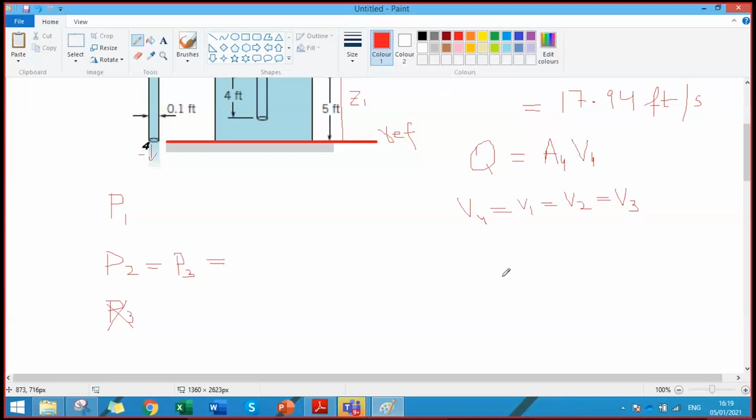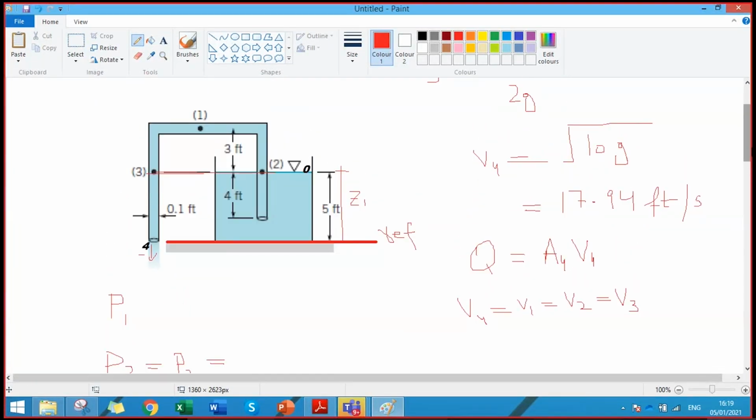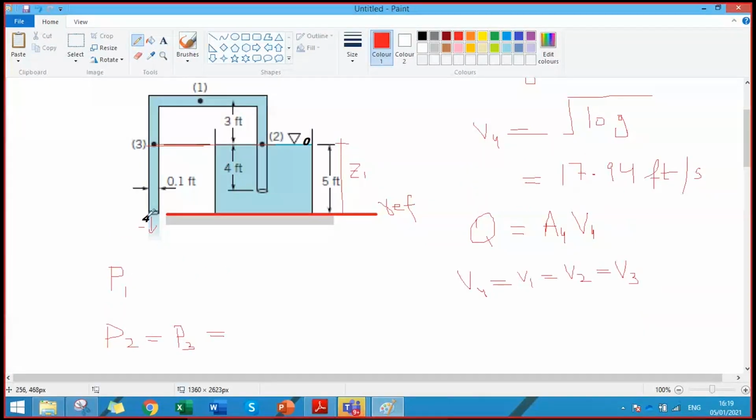So we need to calculate P2, so we can apply the equation between point 2 and point 0, point 2 and point 4, any of these 2 points, okay? So you just apply the Bernoulli equation between point 2 and 4. To calculate P1, you can apply the Bernoulli equation between point 1 and 4. That you can simply do. That's not a challenging task. My question to you is: will P1 be greater than P2 or less than P2?